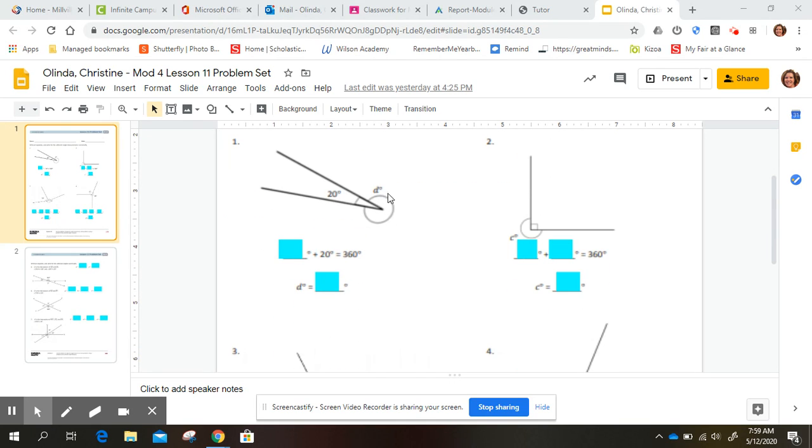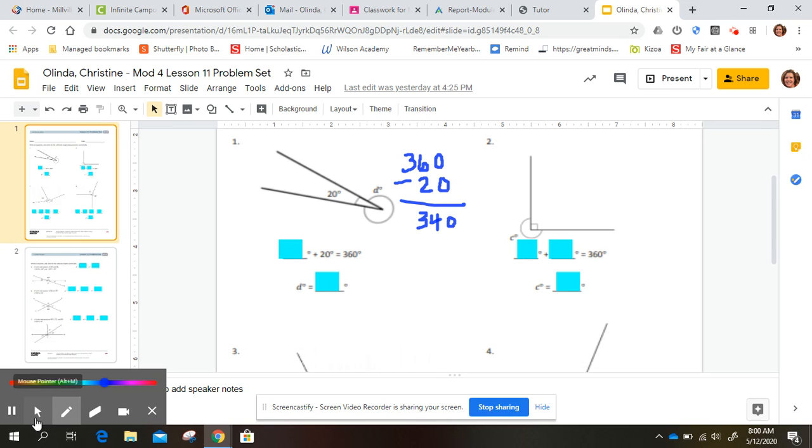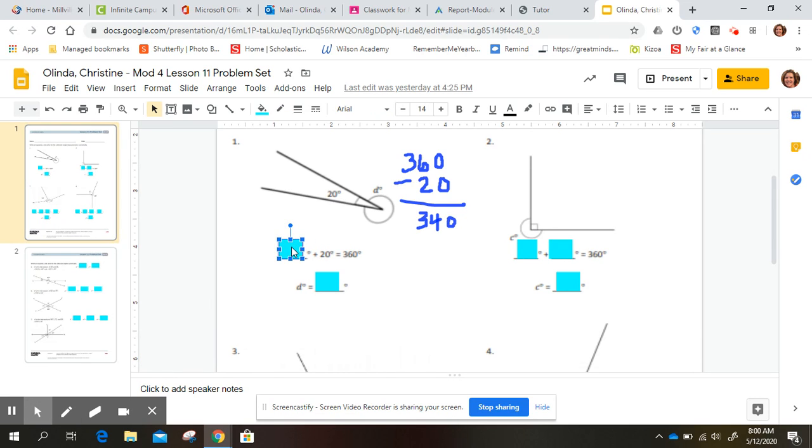All right, so we know that this whole circle altogether has to be 360 degrees. We know this acute angle is 20 degrees. So to find angle D, we're not going to add these together. We need to subtract because it would be what number plus 20 equals 360. So we have 360 minus 20, and that would give you 340. And so then you could type right here, 340 degrees. If that happens, you just pull the box.